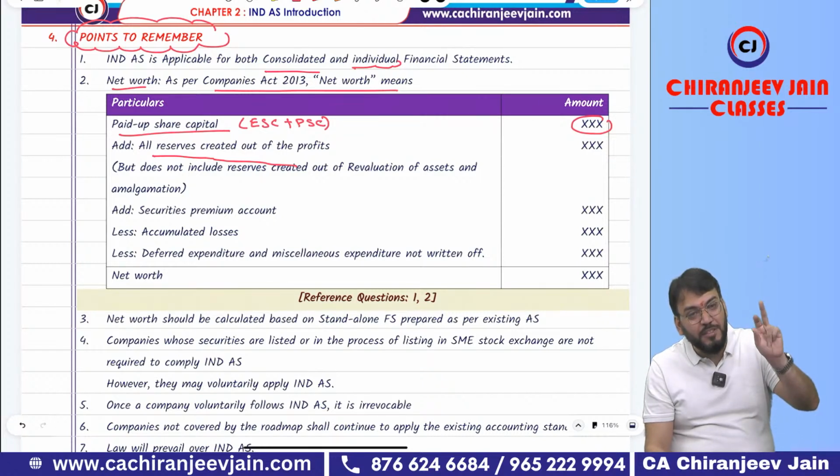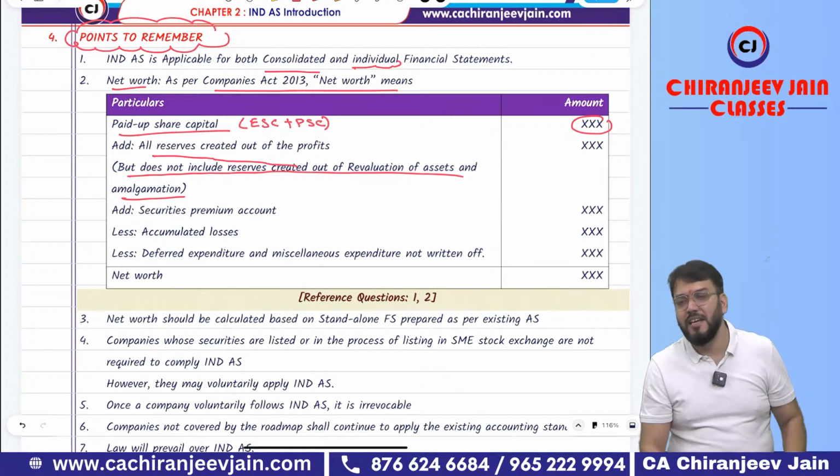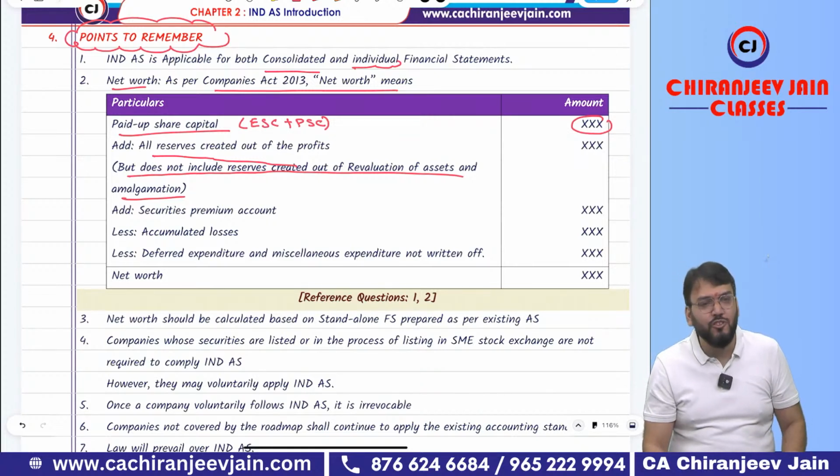So what are the two examples? Revaluation reserve and capital reserve in the amalgamation chapter. Got this point? So it does not include reserve created out of revaluation of asset and amalgamation. One more example is there, securities premium. Yes, securities premium is also not created out of profit.